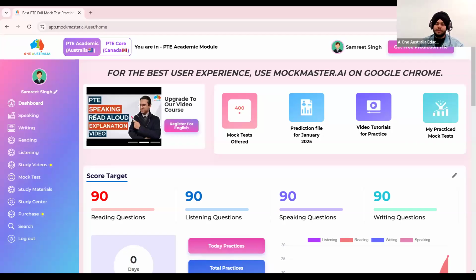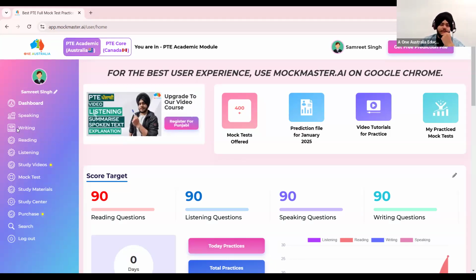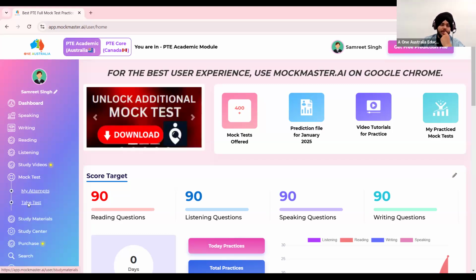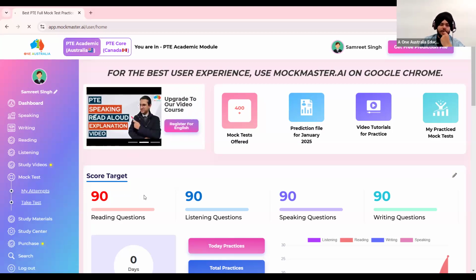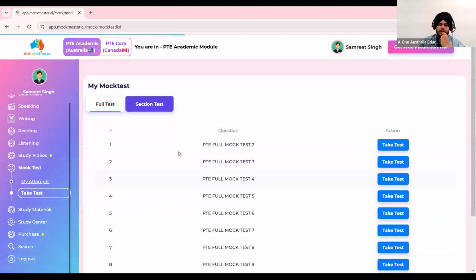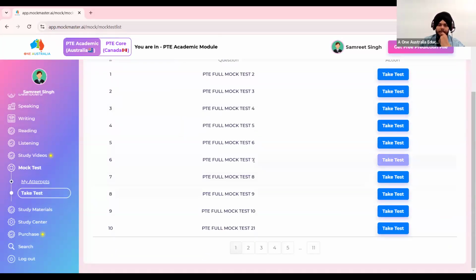Now, guys, if you have a look here, this is our website, mockmaster.ai. As you can see, we have different things here. The one thing that we're going to focus on today is the mock test part. So here, let's click on take test and let's focus on any full mock test. Let's do full mock test number 7.